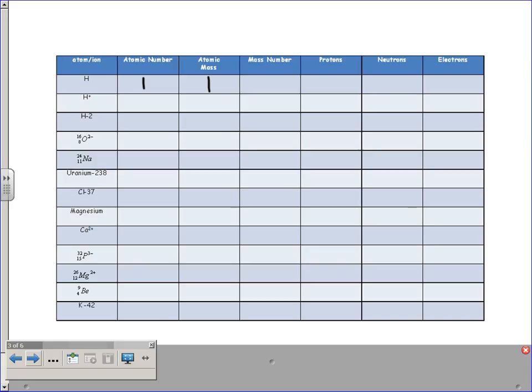Let's combine atomic mass and mass number into one column. So I'm going to put atomic mass or mass number in this column, and I'm not going to worry about this middle piece. So the number of protons is equal to the atomic number, so that's 1. The number of electrons in an electrically neutral atom, there's no charge on this hydrogen, is equal to the number of protons, so that's 1. The number of neutrons is equivalent to the mass number minus the atomic number. So 1 minus 1 is 0.